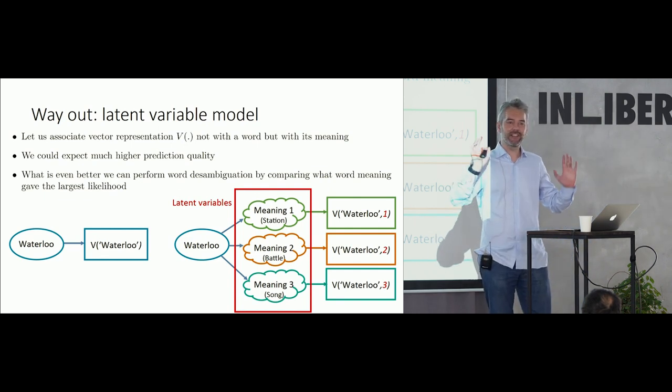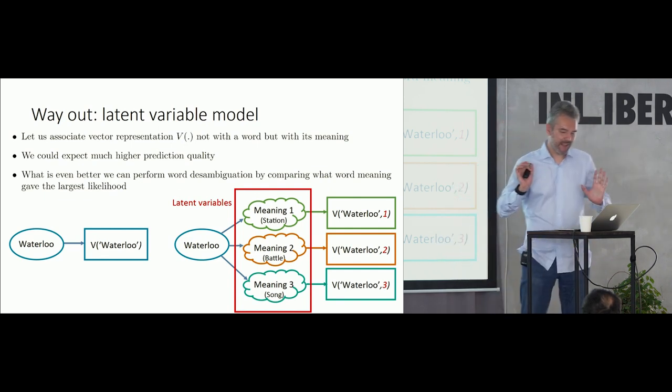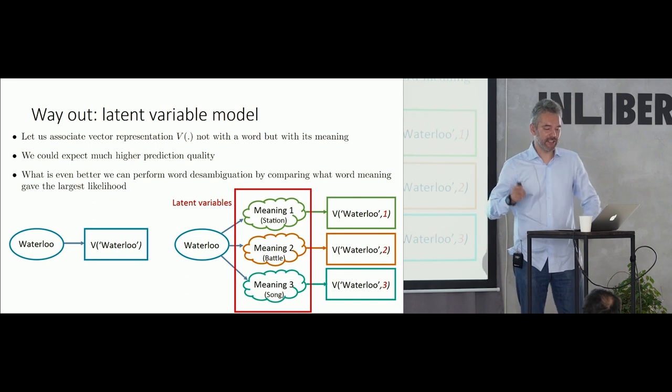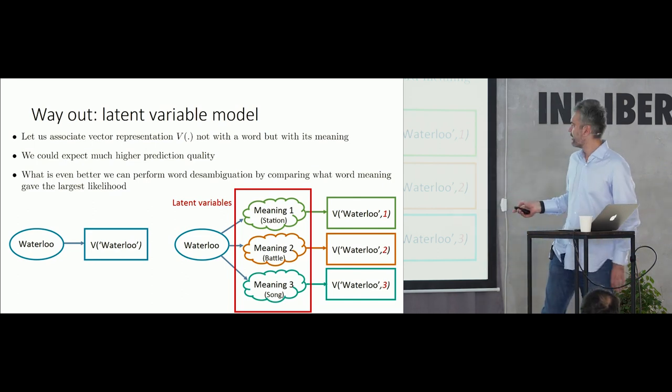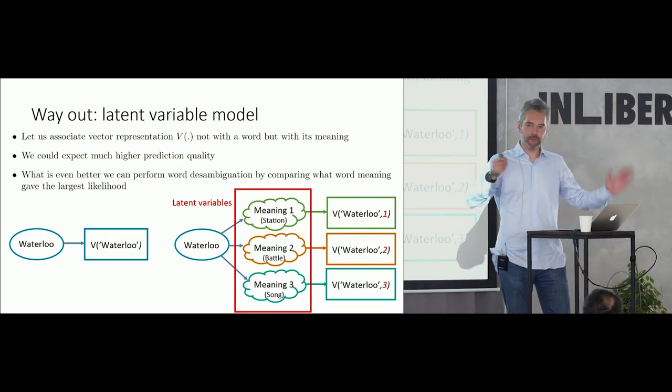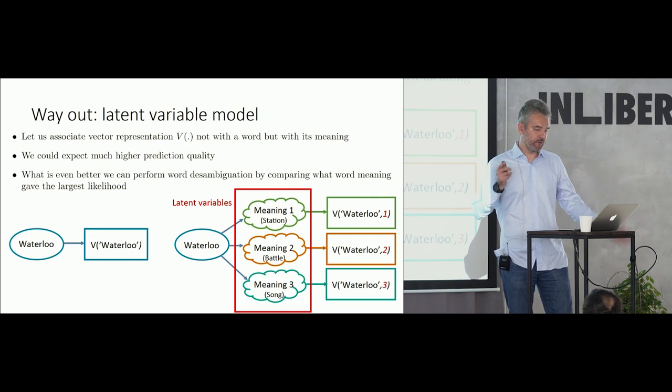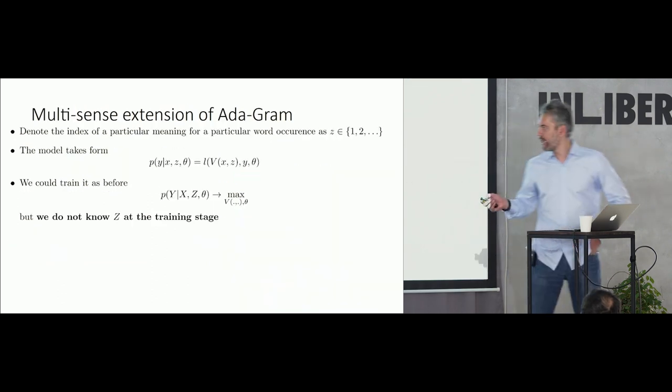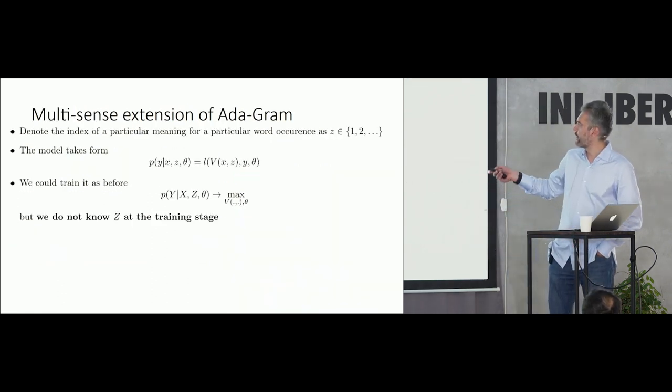So let's assume that we can have this information. Let's assume that our vector representations correspond not just to the word, but to the word plus its meaning. We do not observe meanings at the training stage, because we observe only text. So this would be latent variables. And then we easily extend the model just like this.